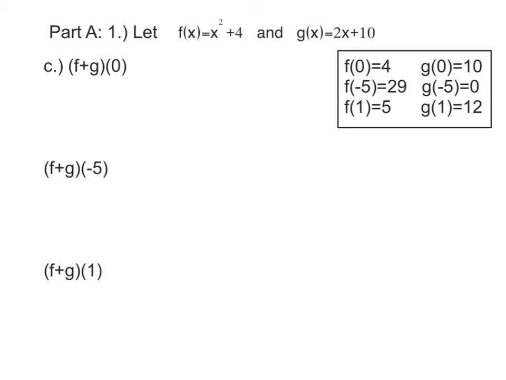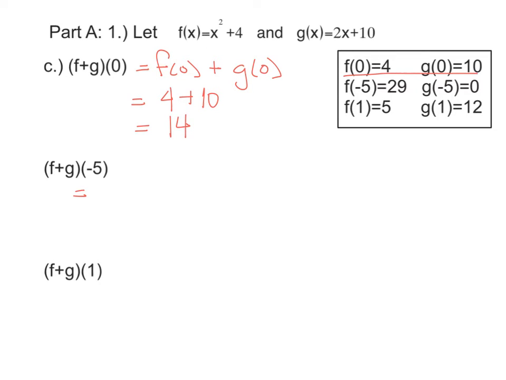Now, once we know all of those values, when I want to find f plus g of 0, all I have to do is find f of 0 and g of 0 and add those two together. So f of 0 is 4, g of 0 is 10, so f plus g of 0 is 14.